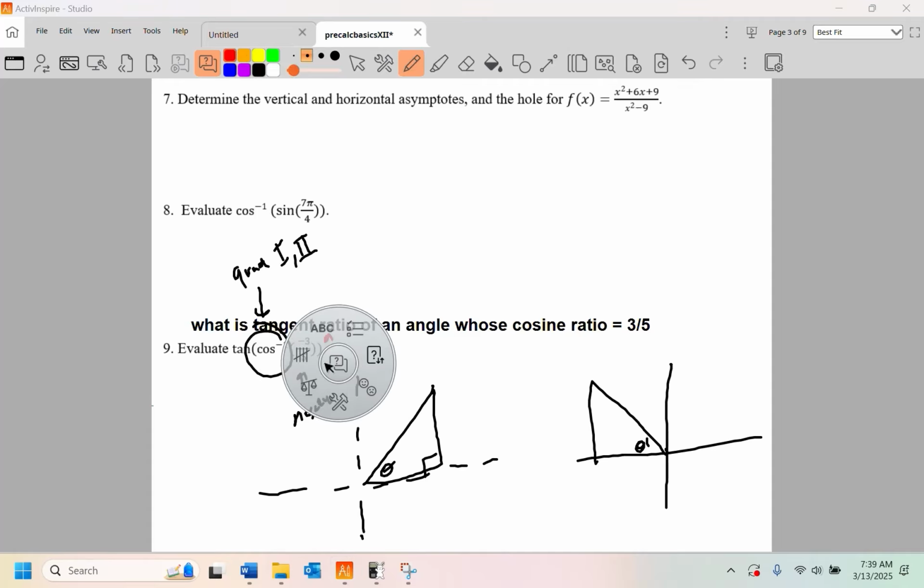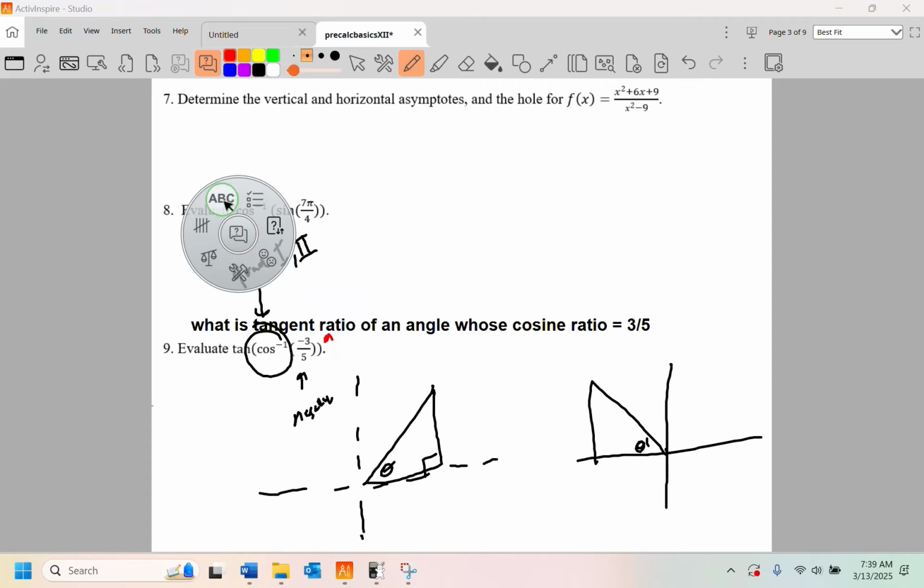Cosine is adjacent over. Oh, I don't want you. Go away. How do I get rid of that thing? I get to this thing every once in a while. I don't know how to get rid of it.